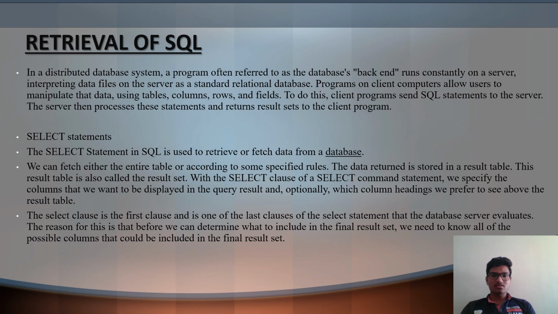With the select clause of a select statement, we specify the columns that we want to be displayed in a query result and optionally which column headings we prefer to see above the result table. The select clause is one of the last clauses of the select statement that the database server evaluates. The reason for this is that before we determine what data to include in the final result set, we need to know all the possible columns that could be included in the final result set.